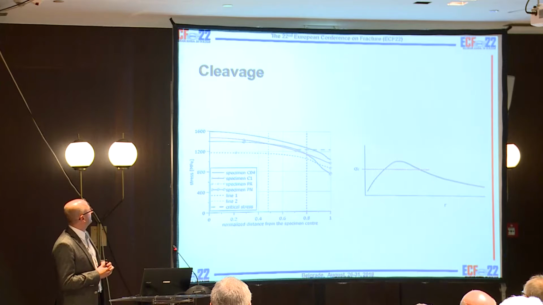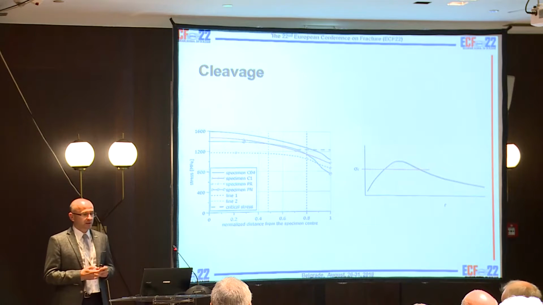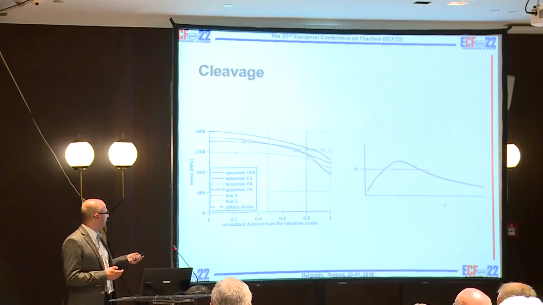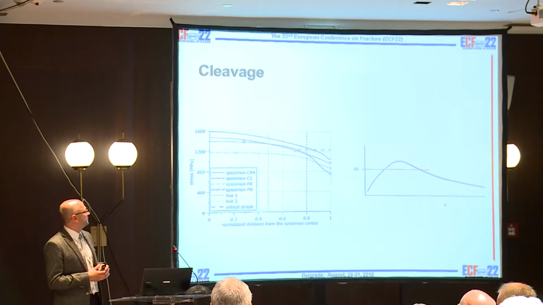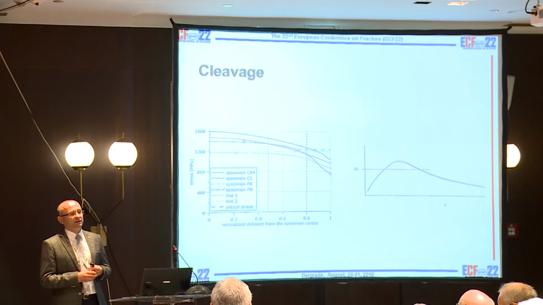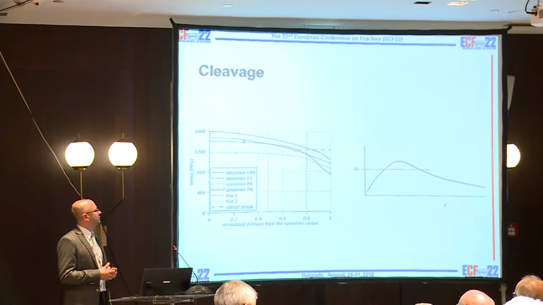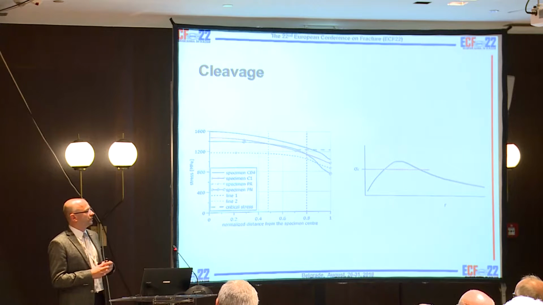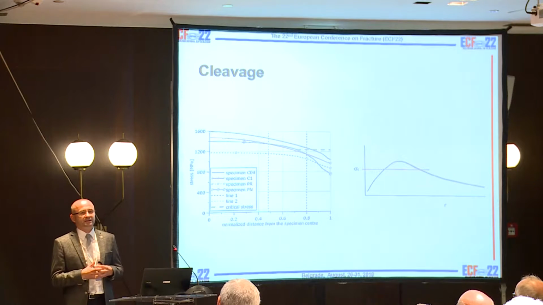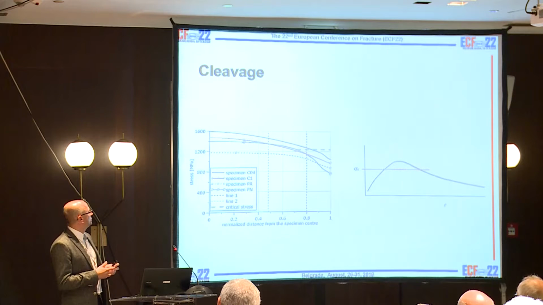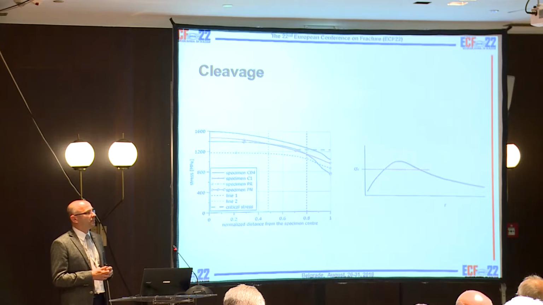So here we have the distribution of opening stresses at the critical moment for these four specimens and normalized distance from the specimen center. And we thought that if C1 does not break due to cleavage and CO4 and PM did fail due to cleavage, we should try to find this critical level in the area where these two latter specimens have the highest opening stresses.